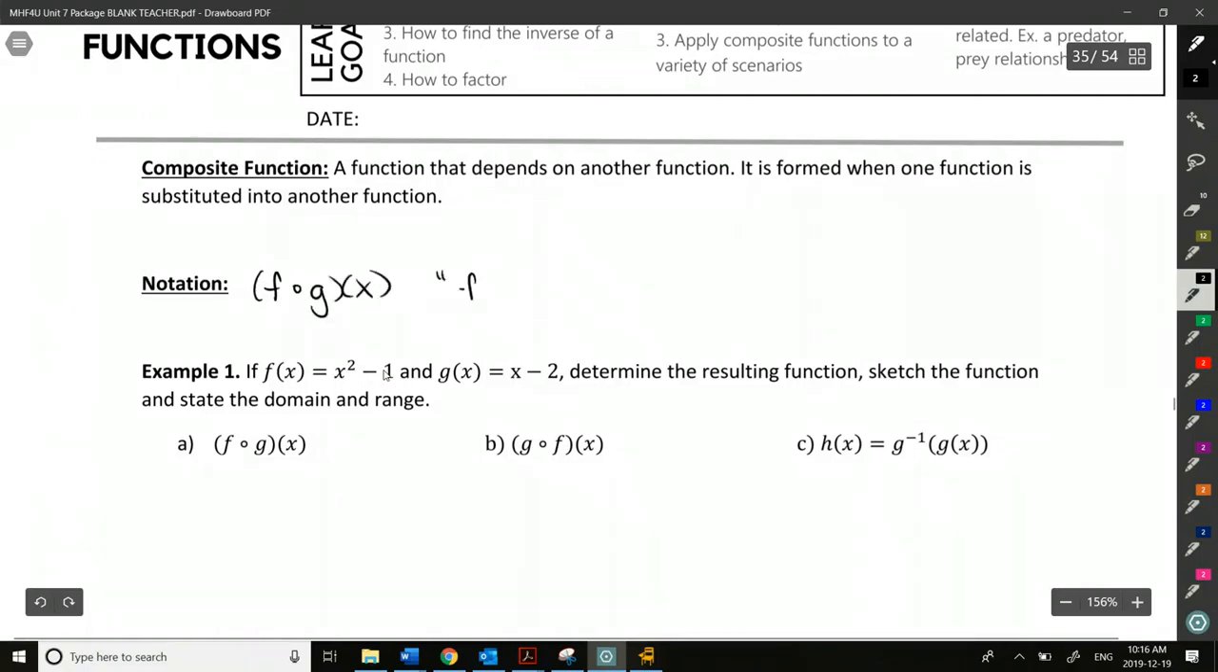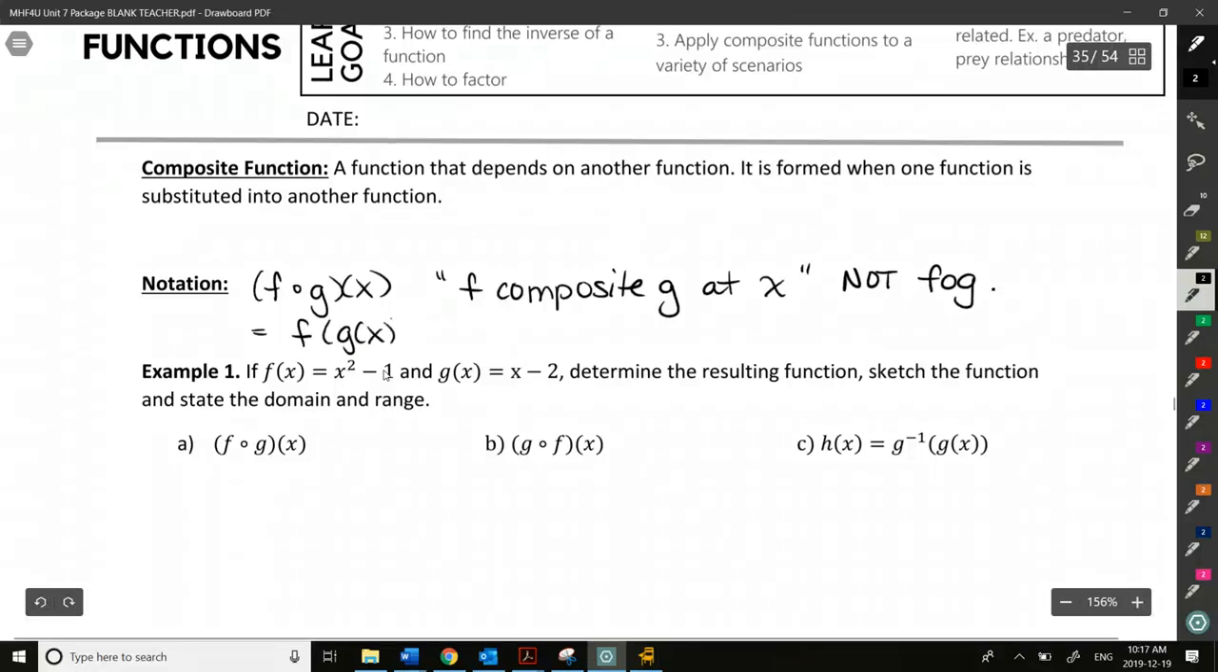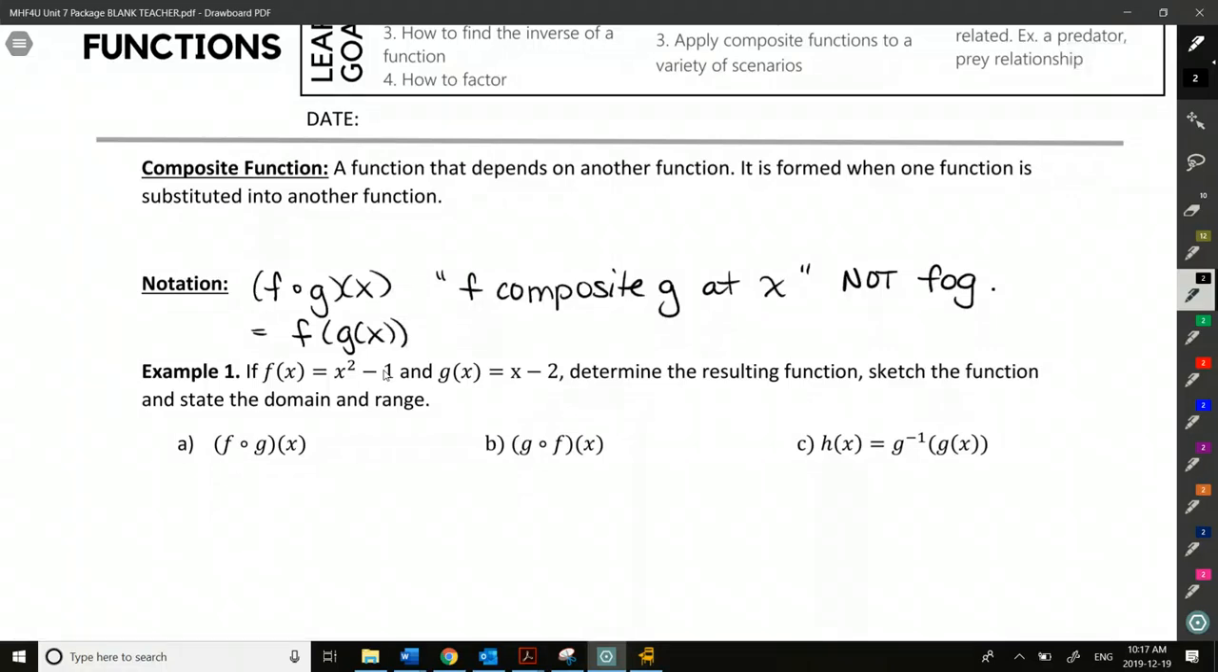This is read f composite g at x. This is not fog. Okay, this little composite symbol is not an O. It's almost like how you write multiplication, but it's like a hollow little dot. And basically what this means is that we will take f and sub in g at x wherever we have an x in f at x.